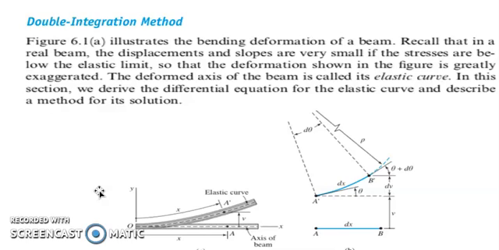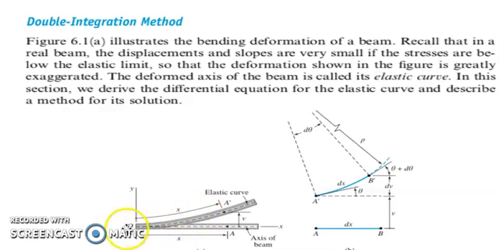Referring to figure A, we let x be the horizontal coordinate of an arbitrary point A on the axis of the beam, measured from the fixed origin point O. So from point O towards point A, that is our x. As the beam deforms, its axis becomes curved and A is displaced to the position A prime.